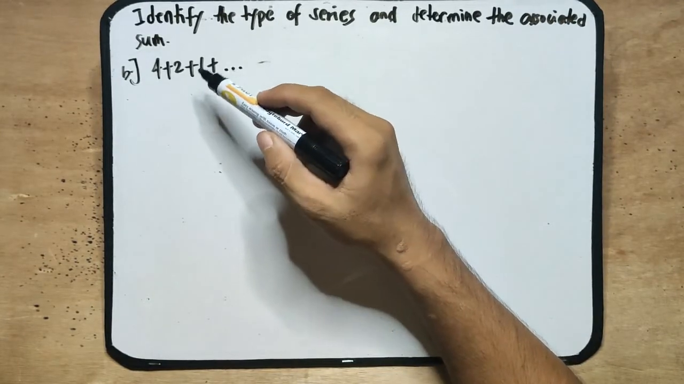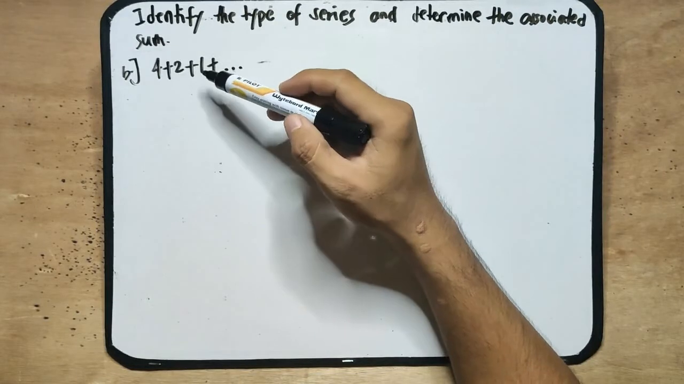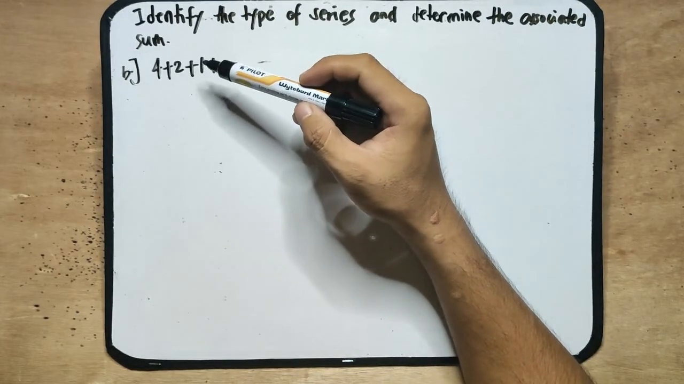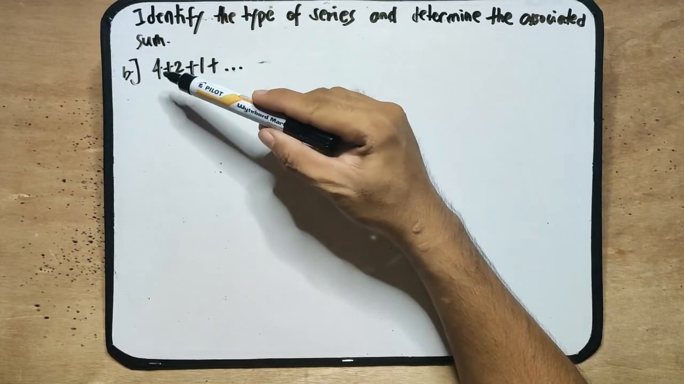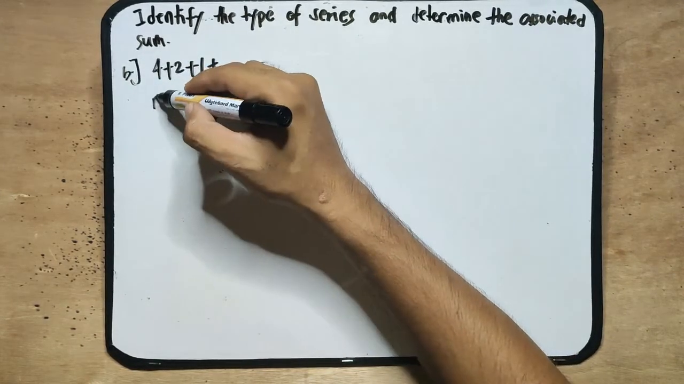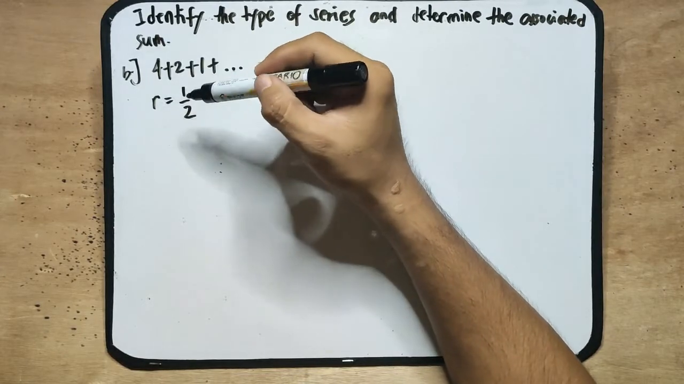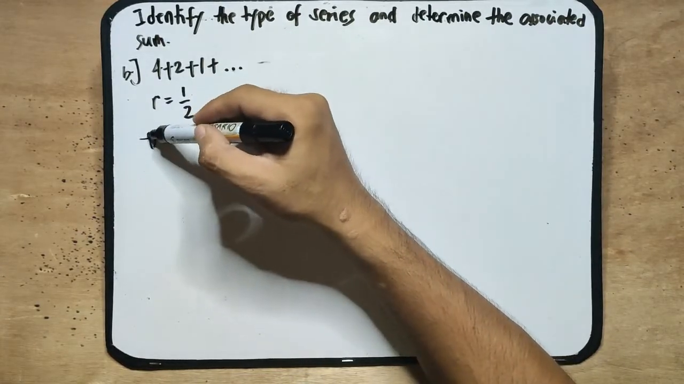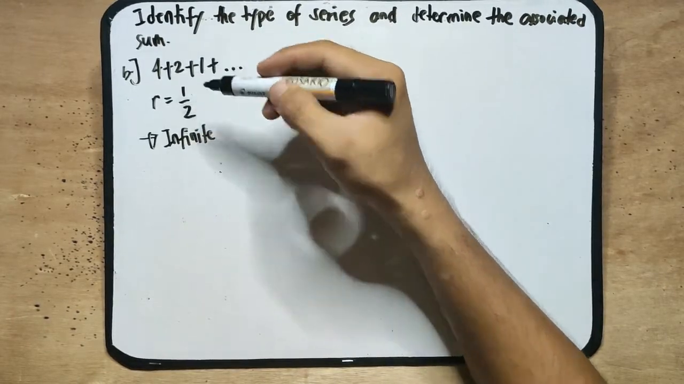For the second item, there are only three terms given, and then it is an infinite series. So 4 plus 2 plus 1 to infinity. So let's try to see if they have a common ratio. So 1 divided by 2 is 1 half. 2 divided by 4 is 1 half. So the common ratio is 1 half, which is in between 0 and 1. So definitely this is an example of an infinite geometric series.